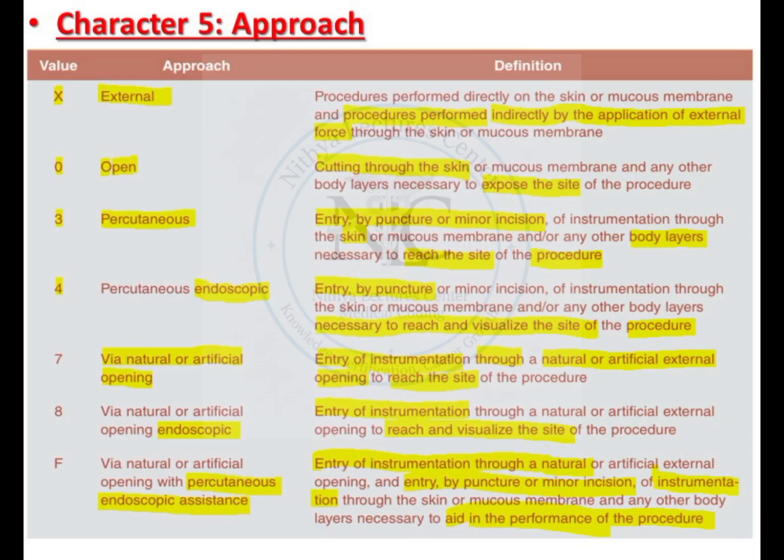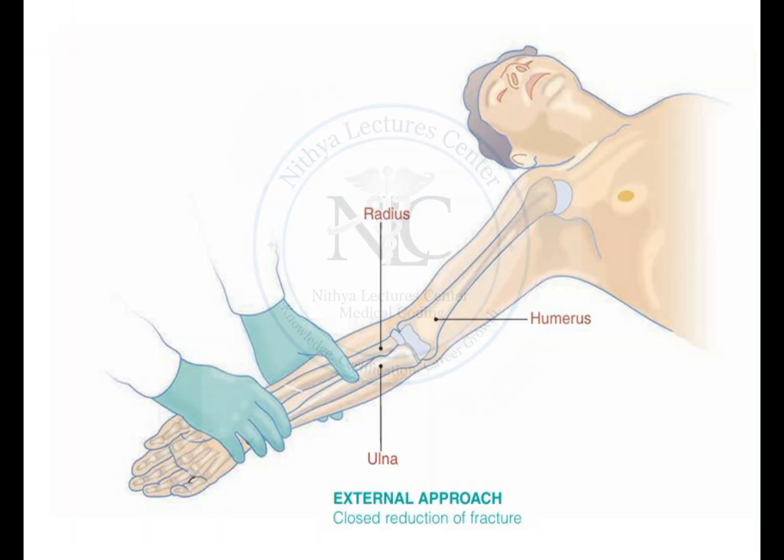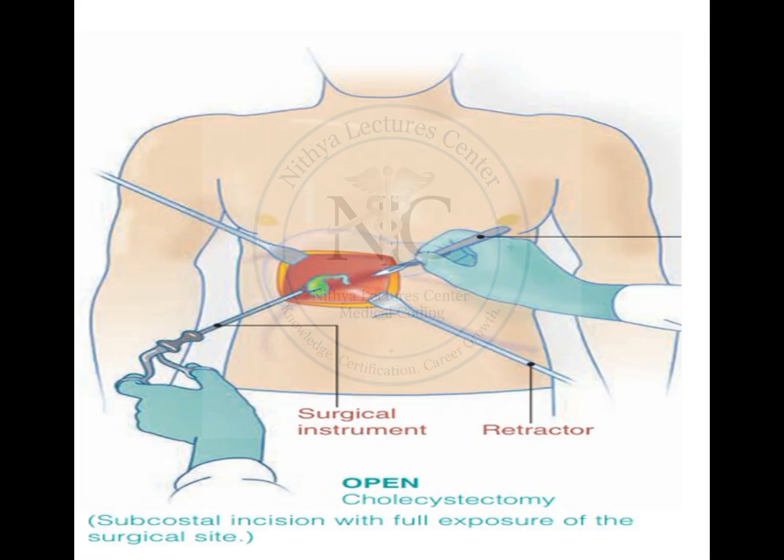First, X, which is external. The procedure is done on the outside of the body, like on the skin, or without making any cut at all, like fixing a broken bone by pushing on it from the outside. And the second one is 0, which is open approach. The doctor makes a big cut through the skin and layers of the body to see the organ directly with their eyes, which is open approach.